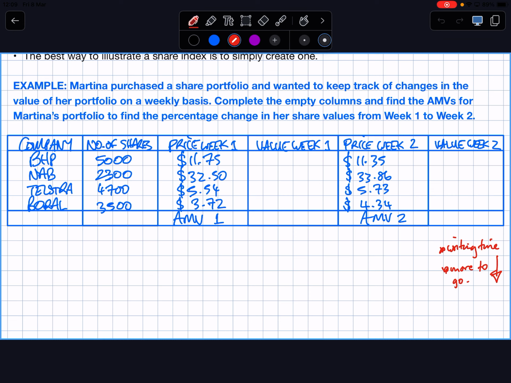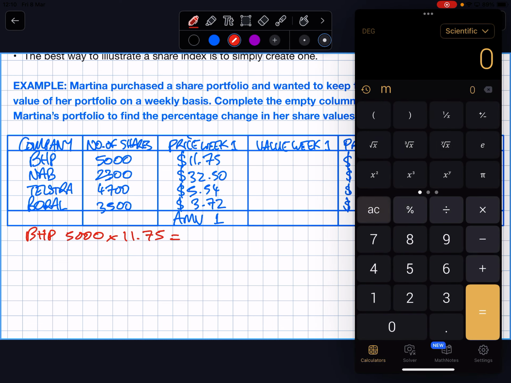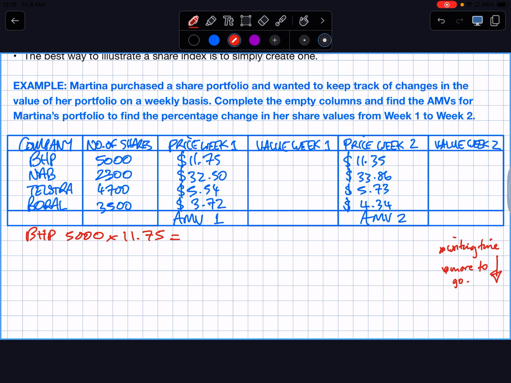So BHP, she's got 5,000 shares in BHP and the price was $11.75. What do you think I would do between 5,000 and $11.75 to work out the overall value of BHP in that first week? Times them together. I'll show the working out down here. BHP 5,000 times by $11.75. That's going to tell me what the value was. 5,000 times 11.75, 58,750.